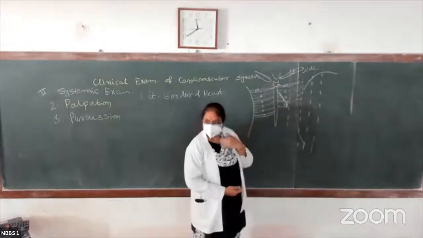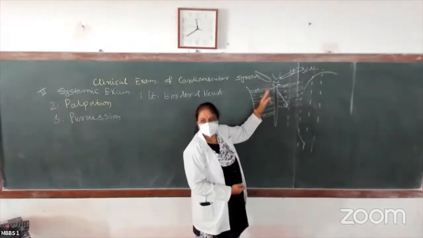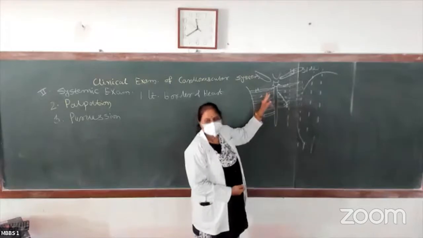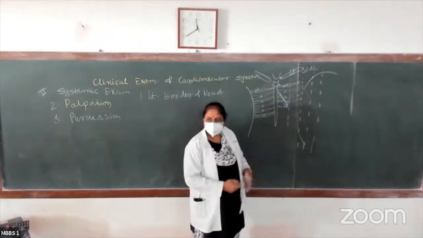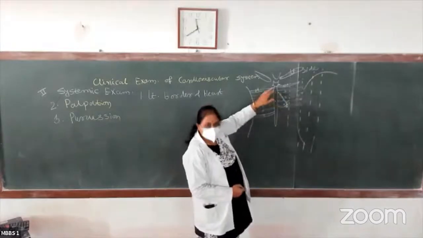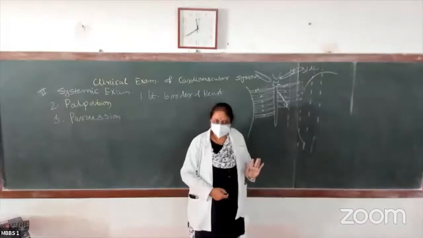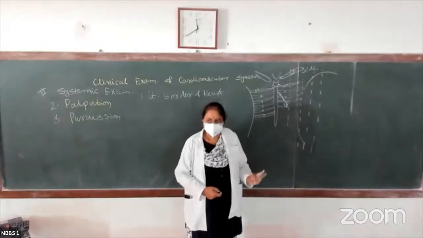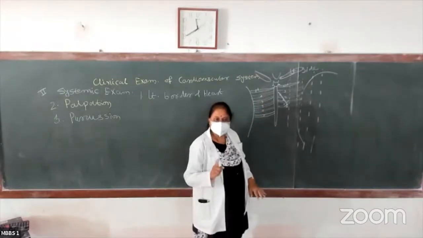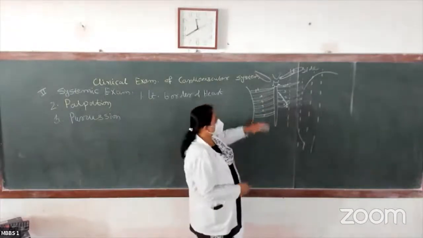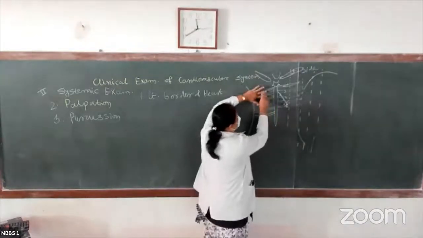Palpate the manubrium sternal angle. Palpate the second rib. Below the second rib, the second intercostal space. Third rib, third space, fourth rib, fourth space, like this. So start percussing from the second intercostal space on the right side. Now you have to demarcate the right border of the heart, so start percussing on the right side from the second intercostal space like this.